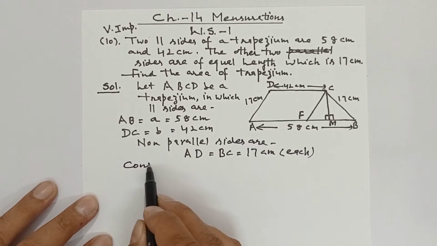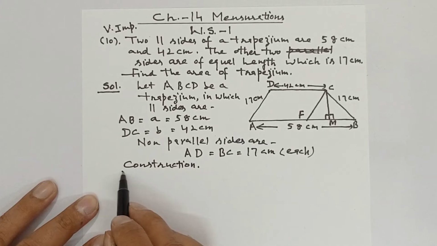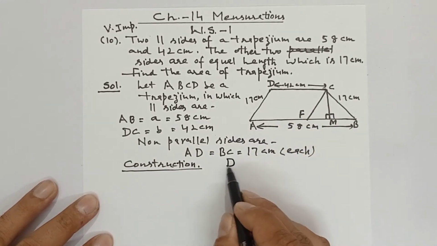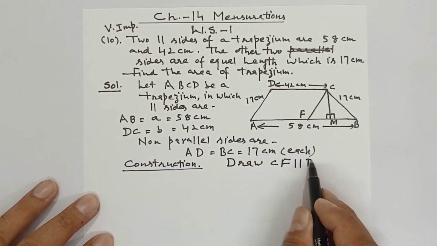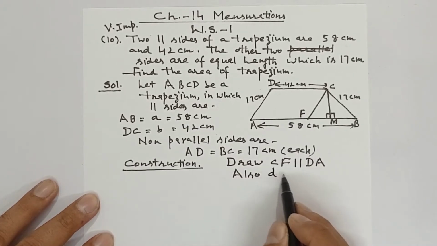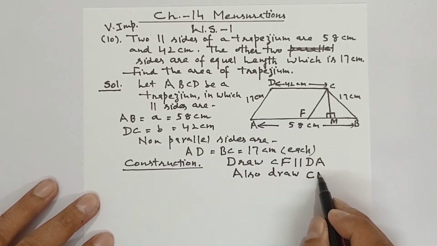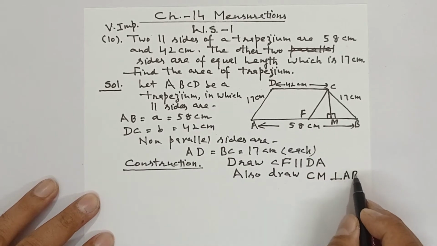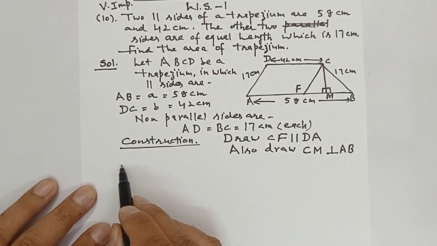Now what did you do? You have done one construction. So I am writing the heading: construction. In construction, you have taken CF parallel to DA. Draw CF parallel to DA. Also draw CM perpendicular on AB. This is the sign of perpendicular. CM perpendicular on AB.